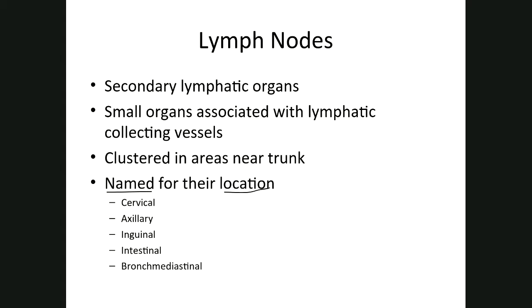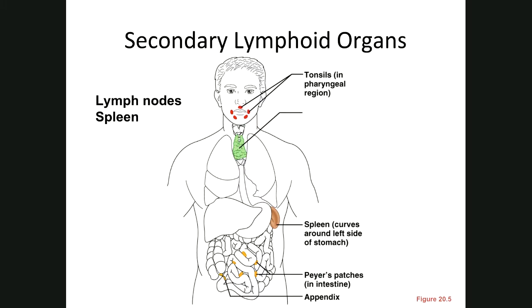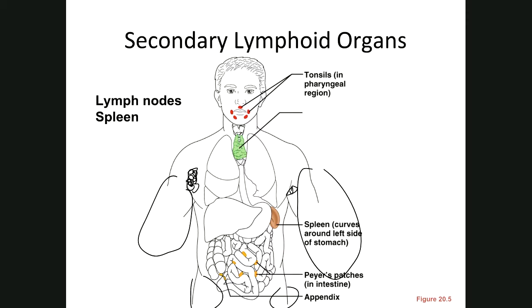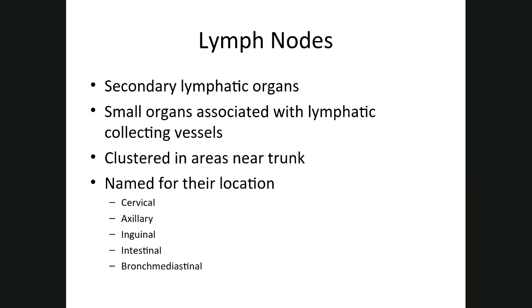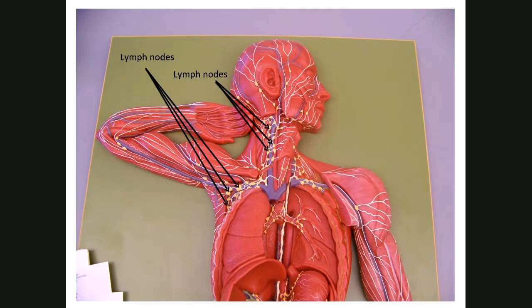So we don't have a lot of lymph nodes in our arms and in our legs. They're very few. The lymph nodes are clustered right around the trunk. So there are tons of them in the armpits. There's tons of them in the neck. There's tons of them in the groin. And so they're named for those places. So we have cervical lymph nodes. We have axillary. We have inguinal, intestinal, and bronchomediastinal.